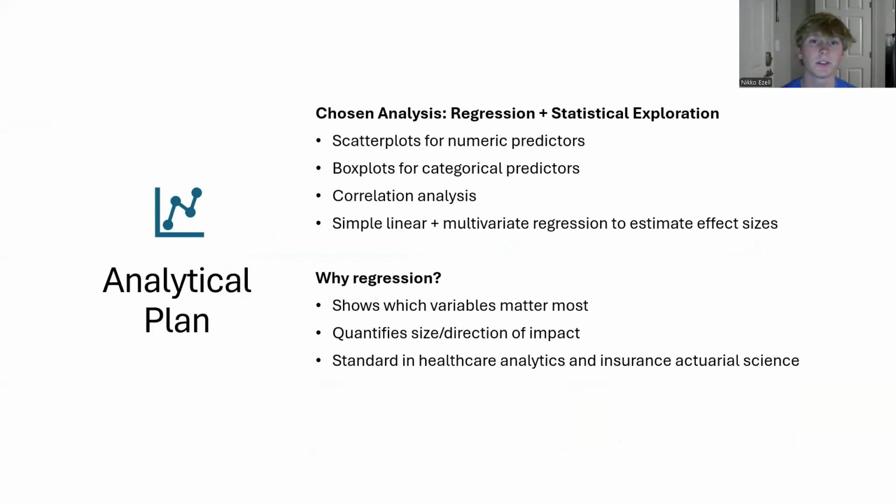Here's my analytical plan. The analysis I chose was regression plus statistical exploration. Because scatter plots, we could use those for numeric predictors, and then box plots for categorical predictors, and then a correlation analysis to find the correlation between the two, and simple linear plus multivariate regression to estimate the effect sizes. And I chose regression because it shows which variables matter the most. It quantifies the size and the direction of the impact, and it is standard in healthcare analytics and insurance actuarial science.